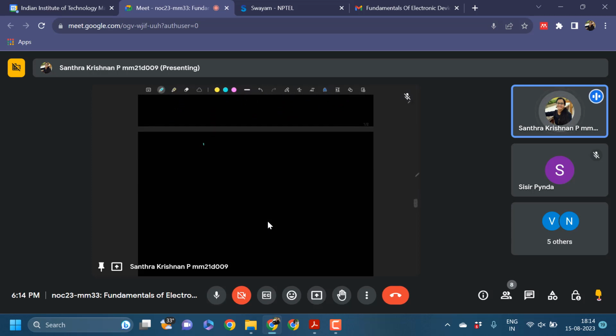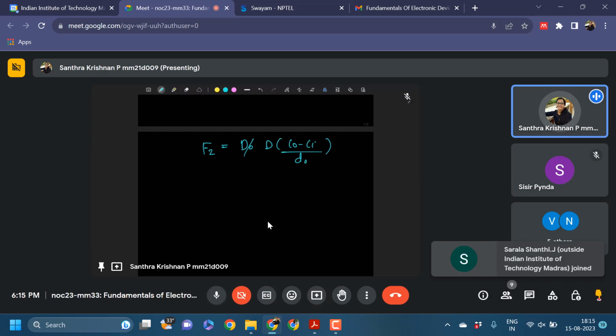So now we are talking about F2. F2 means diffusion of the oxidizing species through the oxide layer, right? So similar to Fick's law, we will have an equation, D into (C0 minus Ci) divided by X0, where D is the diffusion coefficient, C0 and Ci are the concentrations of oxidizing species on either interface, and X0 is the thickness of the oxide layer.